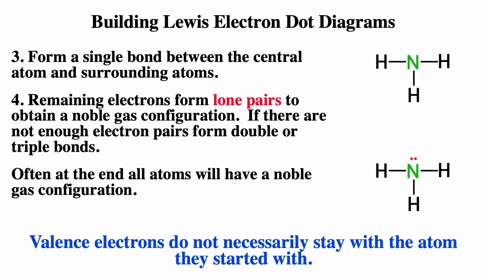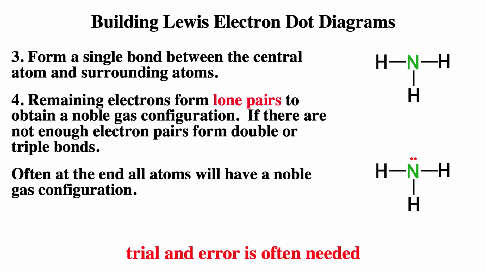Now please remember, when you're doing Lewis diagrams, you basically rip the valence electrons off the atoms, and then you put them around the atoms to make the most stable structure. You don't have to worry about where the valence electrons started. And again, trial and error is often needed.